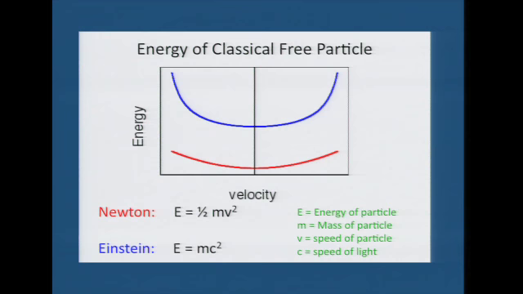Okay. Now, according to Einstein, the energy of the particle is given by E equals mc squared. What Einstein is saying is that the energy is also proportional to the mass of the particle. But hidden in this formula is the fact that the mass of the particle increases as it moves faster. Okay. And so Einstein's formula produces this result. The energy also goes up with speed. But as you can see, this is quite different from Newton's result.